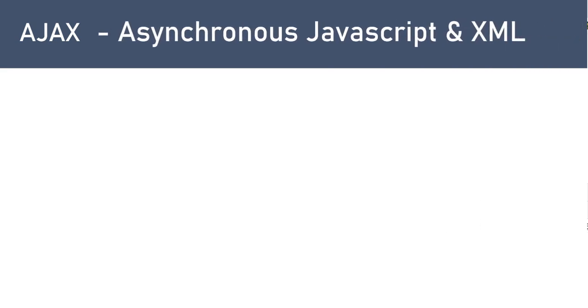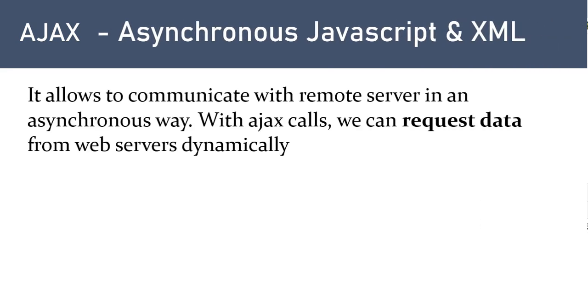Let us discuss what is Ajax. Ajax is the best example for asynchronous JavaScript. Ajax stands for Asynchronous JavaScript and XML. Basically, Ajax allows us to connect to remote servers in an asynchronous way. With an Ajax call, we can request data from a web server and load it dynamically.